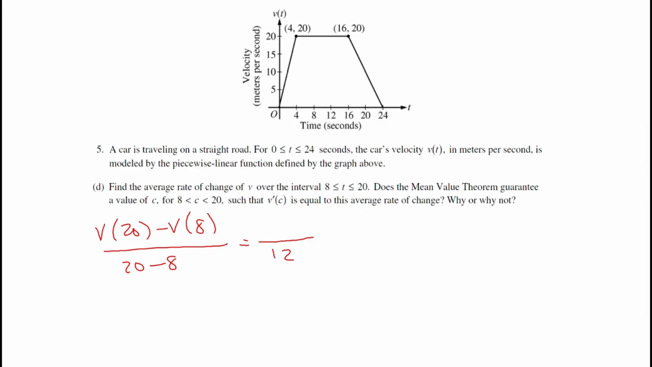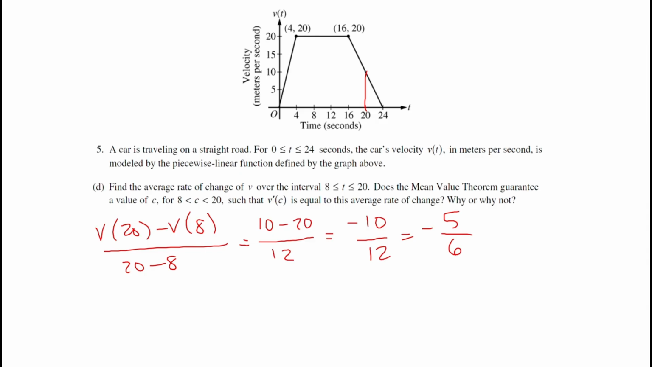V of 20, well, if we were going down by 5 every time we went over 2, right, the slope there was negative 5 halves, then we've gone over 4 units, so we need to go down 10 units from our 20, right? So that's going to be 10 for v of 20, and v of 8 we know was 20. So what we've got here is 10 minus 20 is negative 10 over 12, or negative 5/6. It doesn't say to indicate units there, but it would be meters per second squared if we wanted to.